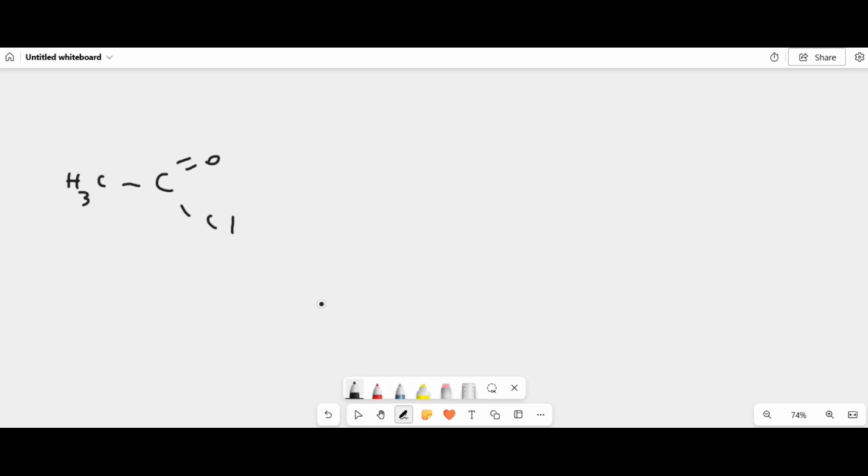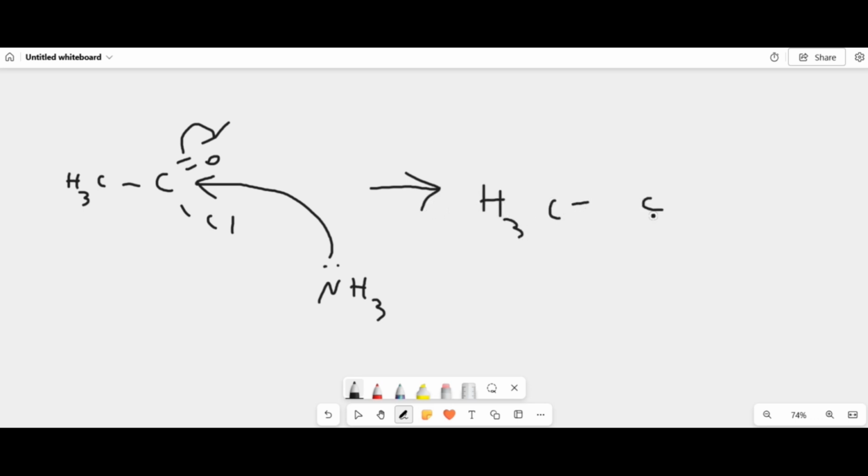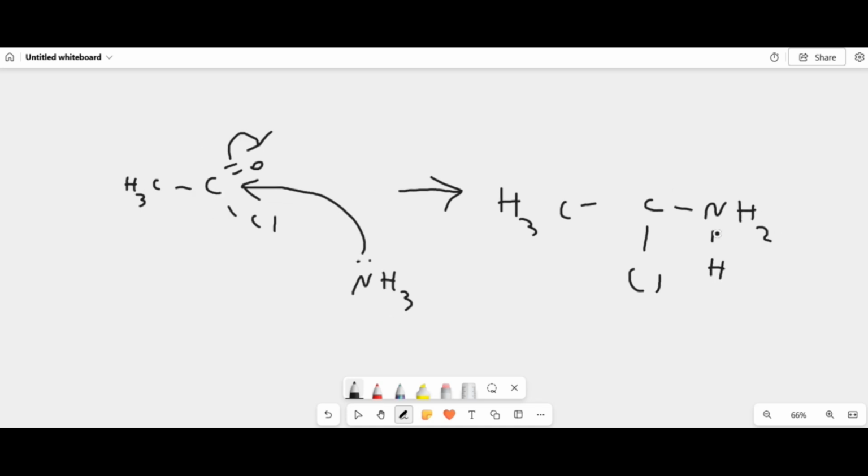This is nucleophilic addition elimination. So what's happening here? The nucleophile is going to attack the C. The double bond on the oxygen is going to move onto the oxygen, and that's going to break that bond here. So you're going to have H3C, C, Cl is now down. The nucleophile got added on here, so it's going to be there. I'll write that as NH2. You'll see why in a minute. You can write it all separately if you want, it doesn't matter.